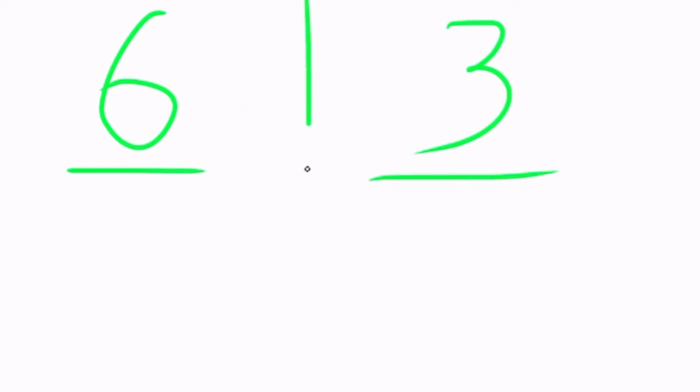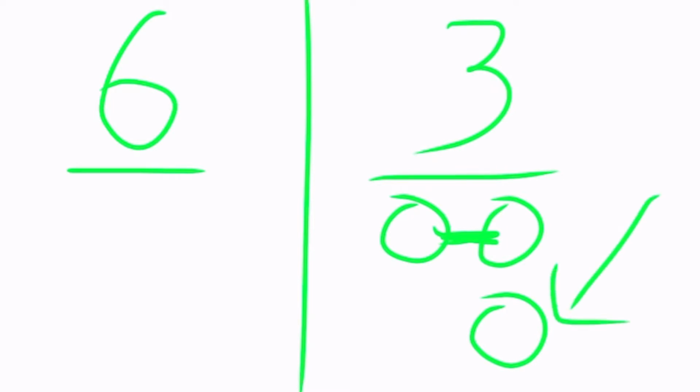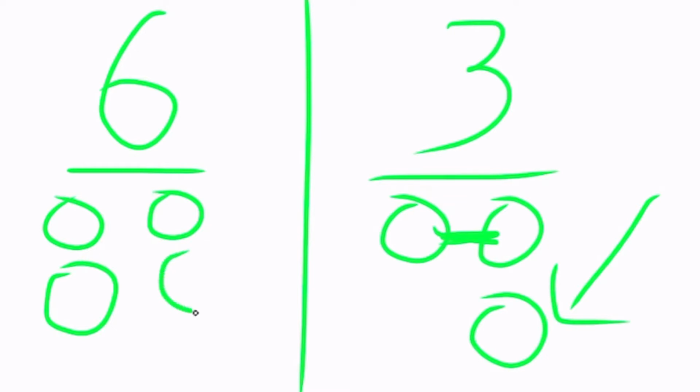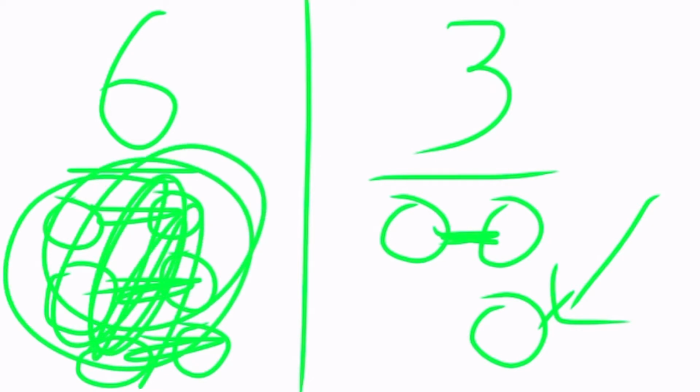We have 6 and 3. So with 3, 1, 2, 3. Okay? So 1, 2, we can make a weight. Then there's this lonely one. 1, 2, 3, 4, 5, 6. Look, we can make these things too. But you can see with this one, there's something left out. But with this, they can all be grouped together.